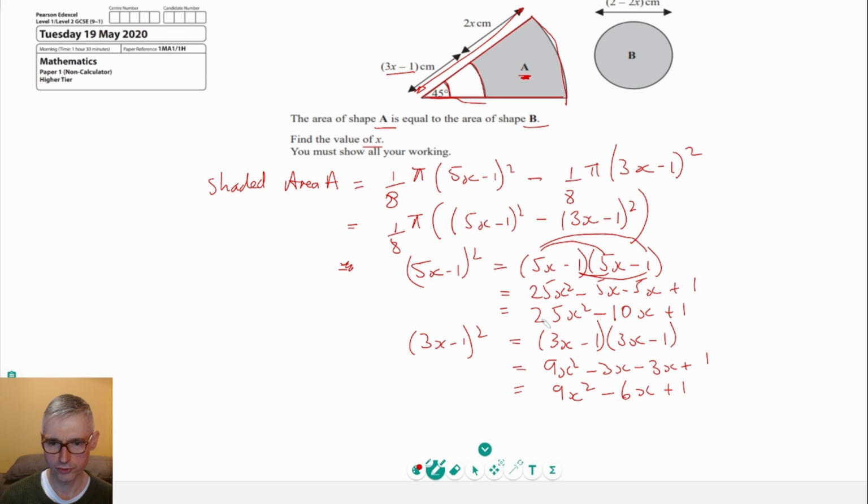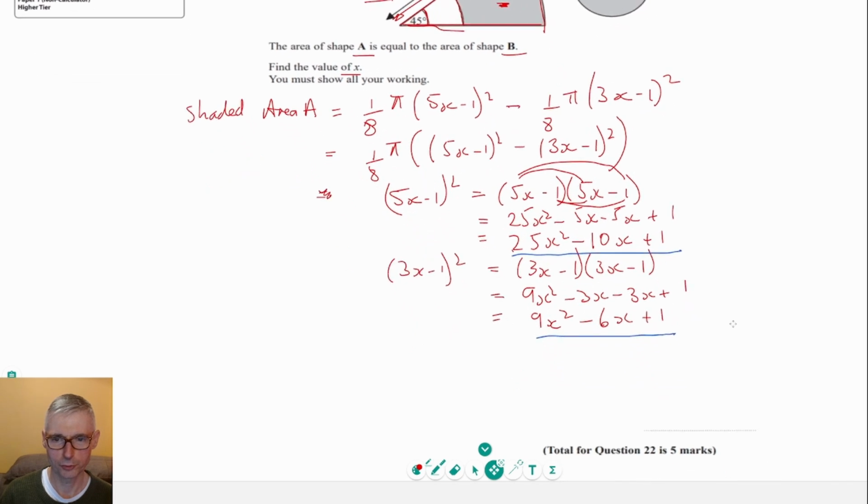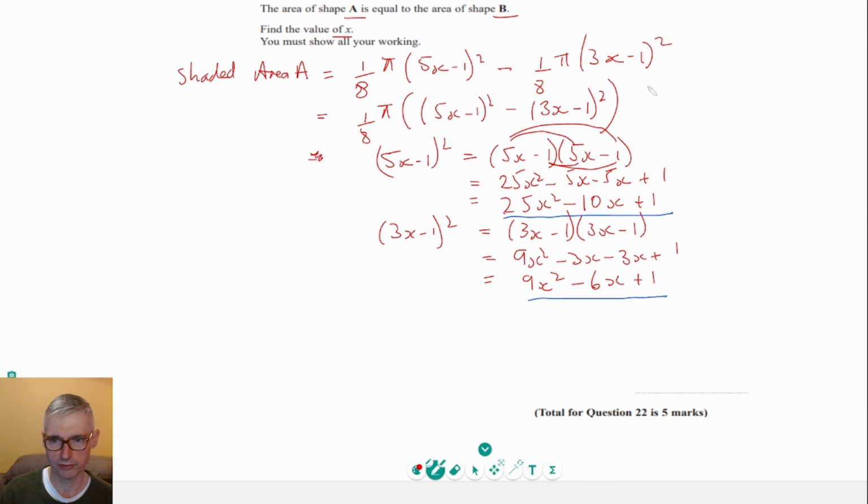So these two things that I've just worked out, the 25x squared minus 10x plus 1 and the 9x squared minus 6x plus 1, I'm going to substitute back into my brackets, which is these brackets here. Okay, so I'm going to replace the 5x minus 1 squared by what I found out it was. So I'm going to get 1 over 8 pi, and then that's going to be times by 25x squared minus 10x plus 1, and then from that I'm going to subtract.